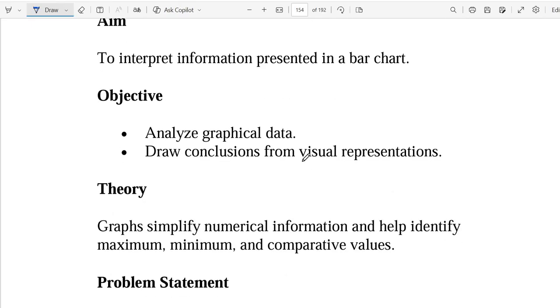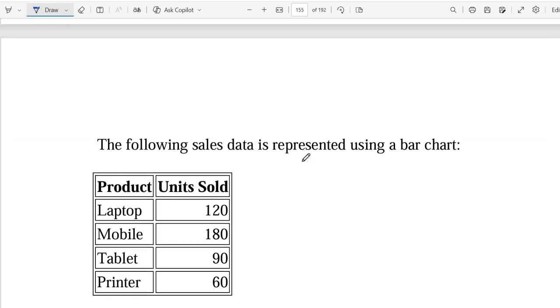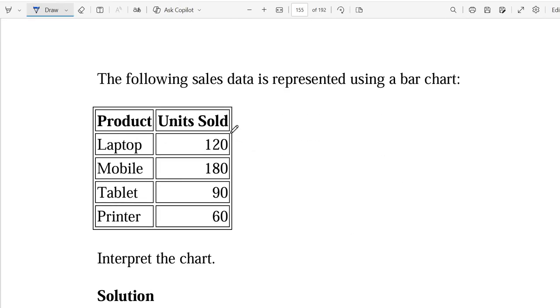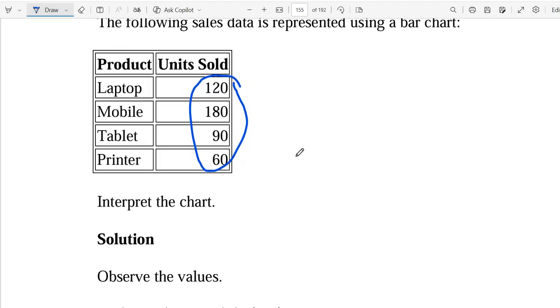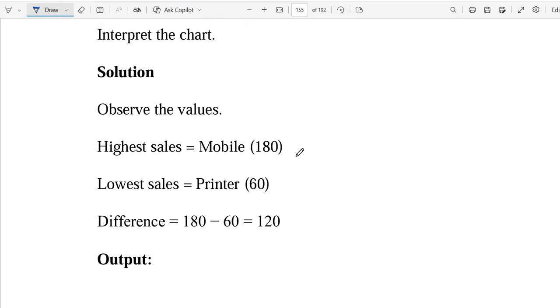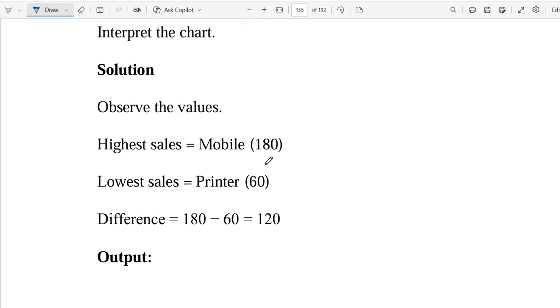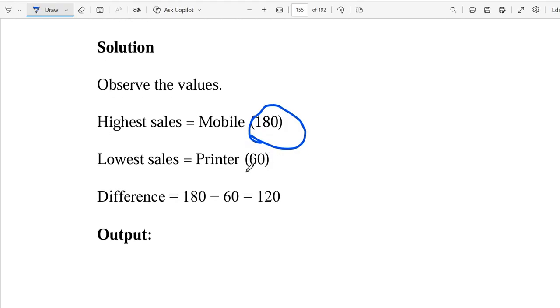Now coming to the next practical, practical number 8, reading and interpreting a bar chart. We have to again make a bar chart from this data and interpret it, right? Highest sales, that is mobile, 180, and lowest sales, that is 60. So the range or difference is 120, because highest minus lowest equals 120.